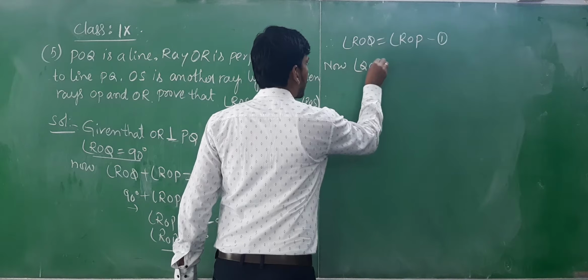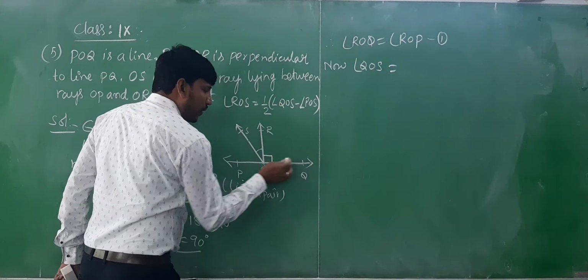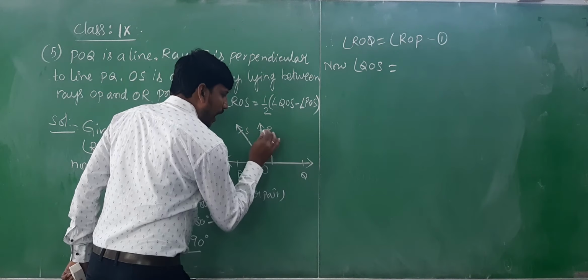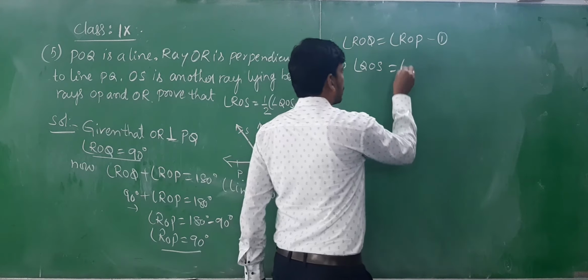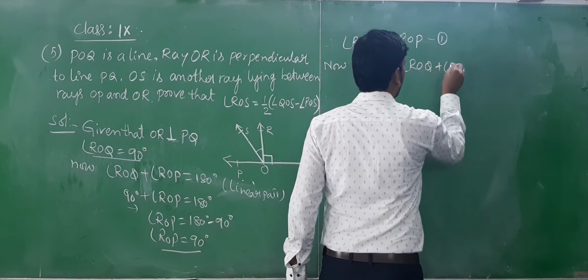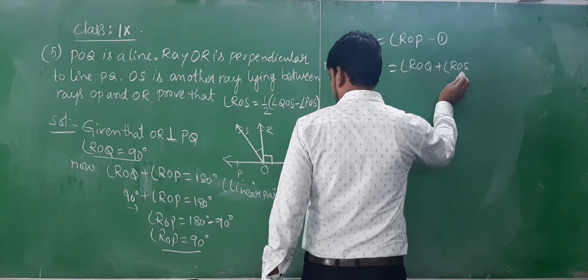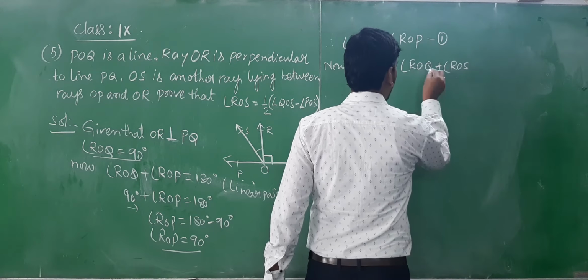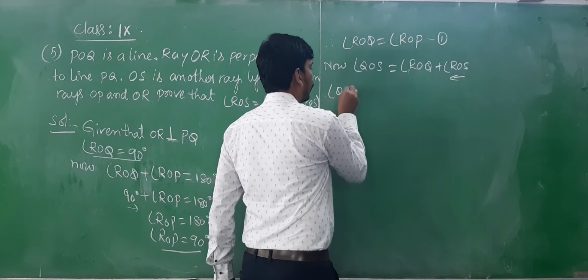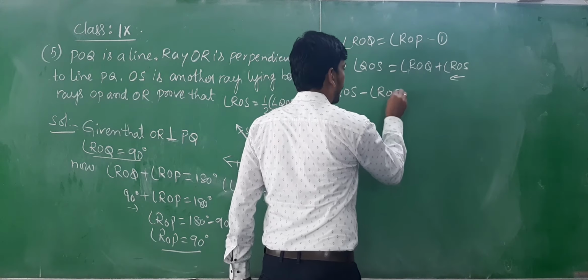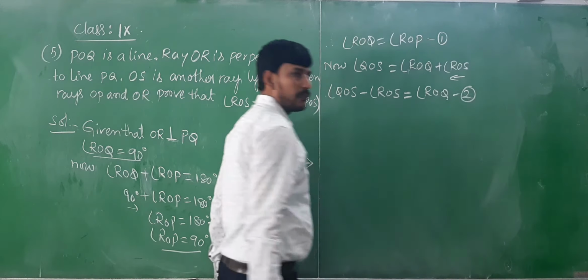Now angle QOS is equal to angle ROQ, that is this part, plus this part, that is ROQ plus ROS. Now let us take ROQ only. This is transposed to the left hand side. Angle QOS minus angle ROS is equal to angle ROQ. This is equation number 2.